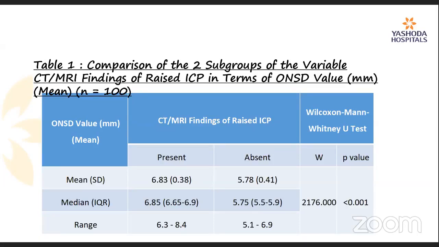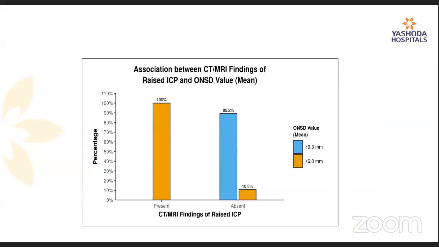Also, this is another way of presenting it. Patients who had CT MRI brain scan findings of raised ICP, everybody on the left hand side, were above the ONSD cutoff of 6.3. Means if the CT MRI findings were there, patients had ONSD value more than 6.3.